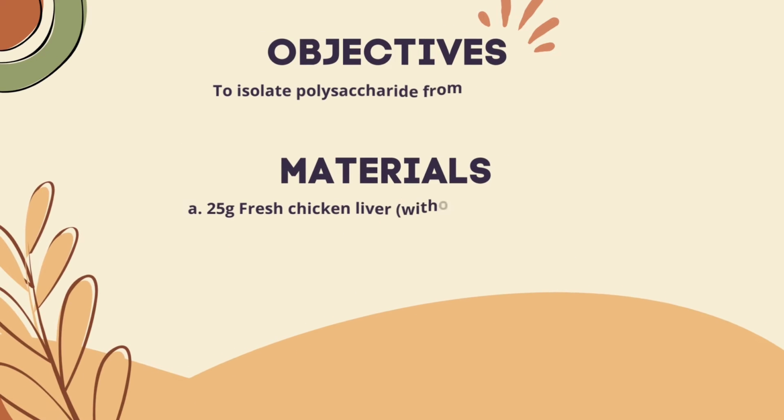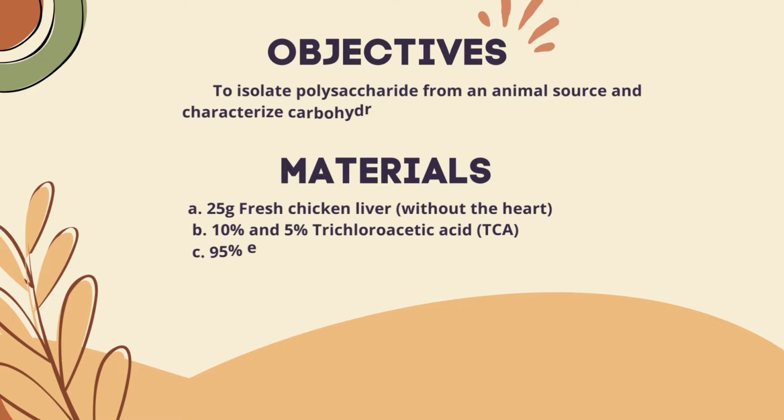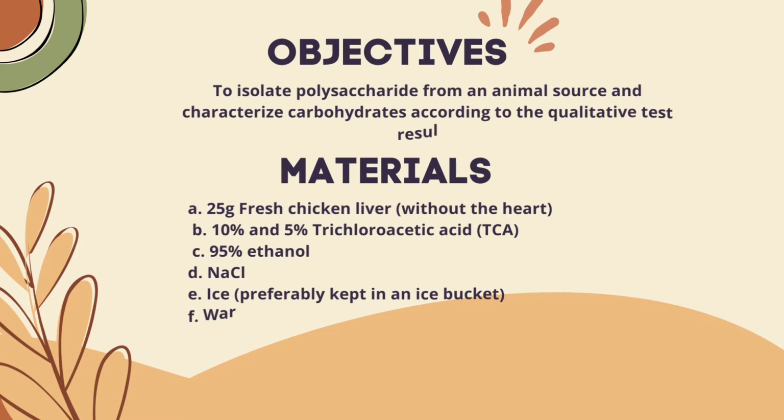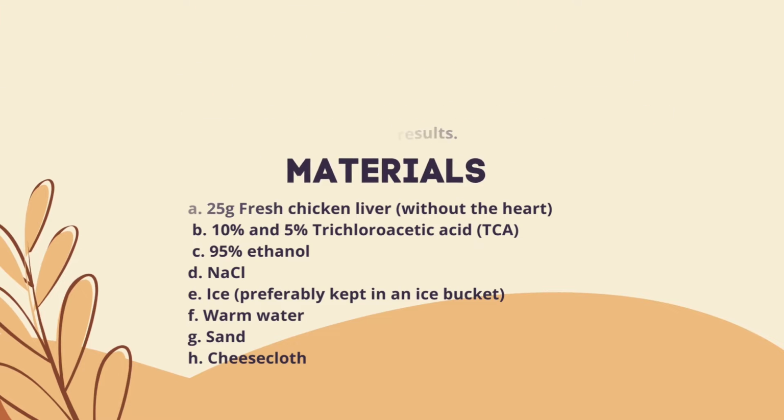The objective for this experiment is to isolate polysaccharide from an animal source and characterize carbohydrates according to the qualitative test results. For the materials: 25 grams fresh chicken liver without the heart, then 10% and 5% trichloroacetic acid, and 95% ethanol. Then sodium chloride, ice, preferably kept in an ice bucket, and then warm water, sand, and cheesecloth.